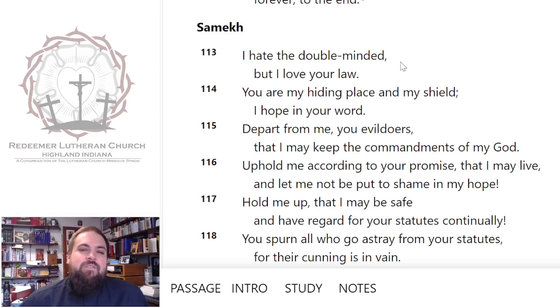Samek begins verse 113, and we'll see a similar beginning. I hate the double-minded, but I love your law. And you say, man, these sections sound like they're just repetition, right? Well, yeah, if it's written by the same person, they're dealing with the same issue. And so these are just different ways that they might express them. And that's one of the ways that this is broken up.